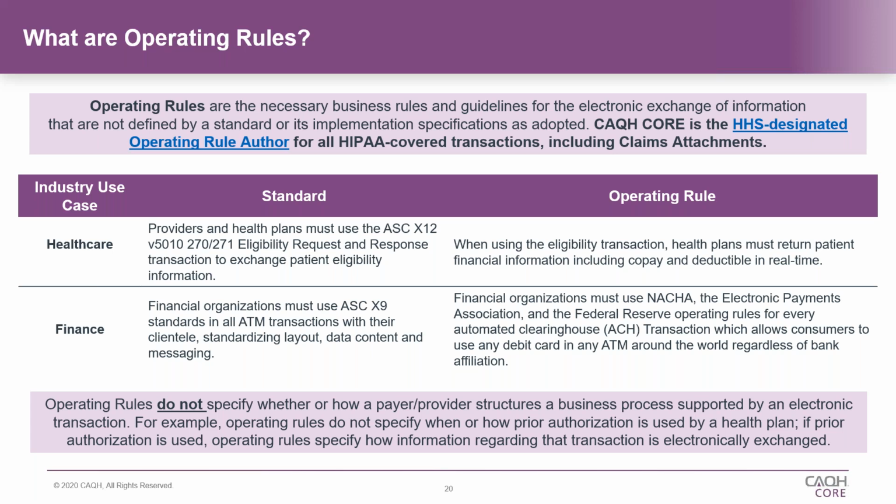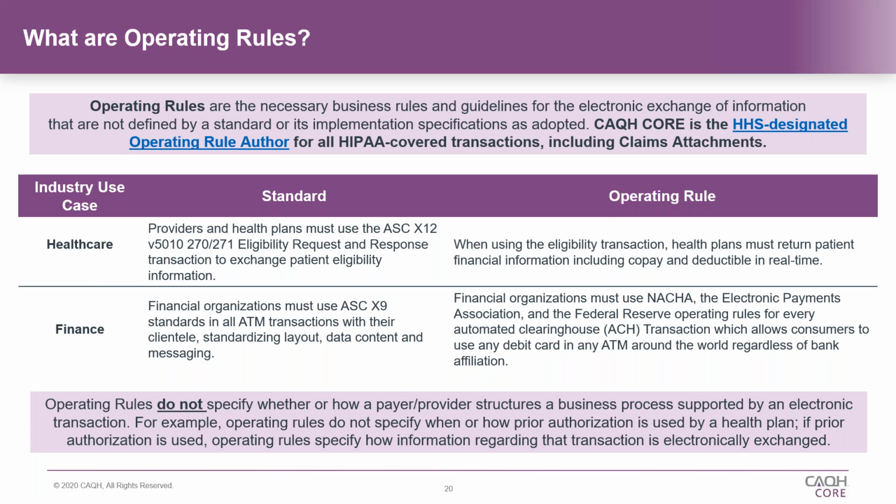So in the financial industry, financial organizations are required to use standards under X9 in all ATM transactions. And there are operating rules actually put out by NACHA that are followed by all the banks and the Federal Reserve that actually allow you to be able to go to an ATM all across the world and be able to pull money out of your account. Those types of business operating rules allow the industry to function much more effectively.